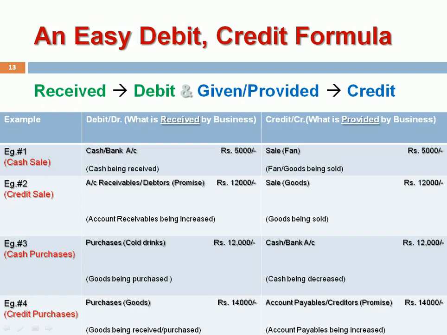Now example 4 is of credit purchases. In debit, we would write purchases as goods being received worth rupees 14,000, and in credit we would write accounts payables or creditors worth rupees 14,000 because accounts payable is being increased.